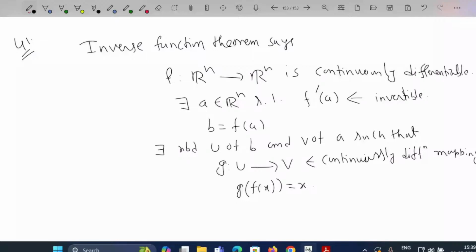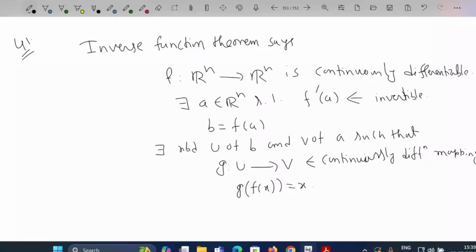So what is called the inverse function theorem is saying, if we can find a function where the derivative is an invertible mapping, then you will always find a neighborhood of a and b where you will get the inverse of the function. And that inverse function is a continuously differentiable mapping. Now you have your answer. Why do you have your answer?